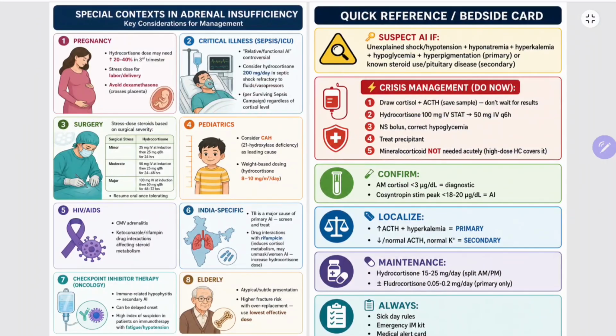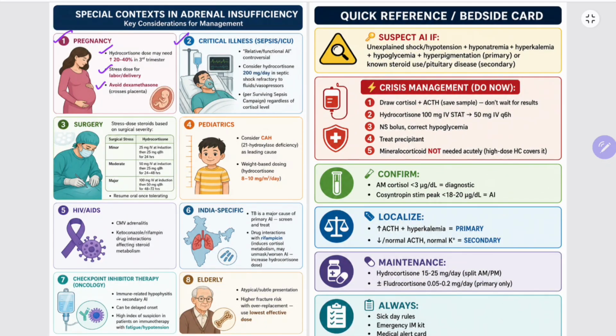Now coming to special contexts. Pregnancy, the first special context. Hydrocortisone dose may need to increase by 20 to 40% in the third trimester. Stress dose for labor and delivery. Avoid dexamethasone in pregnancy. Why? Because it crosses the placenta, and stress doses are required during labor or delivery.